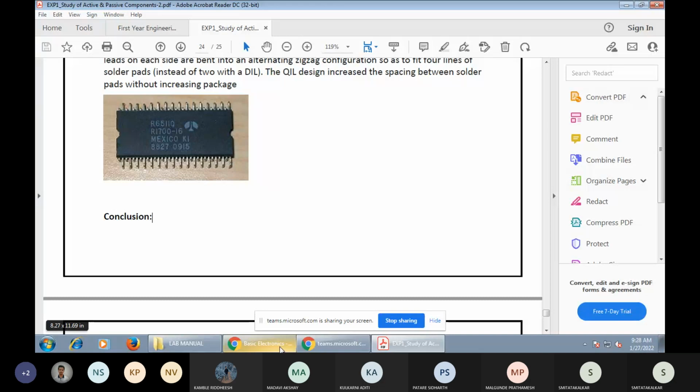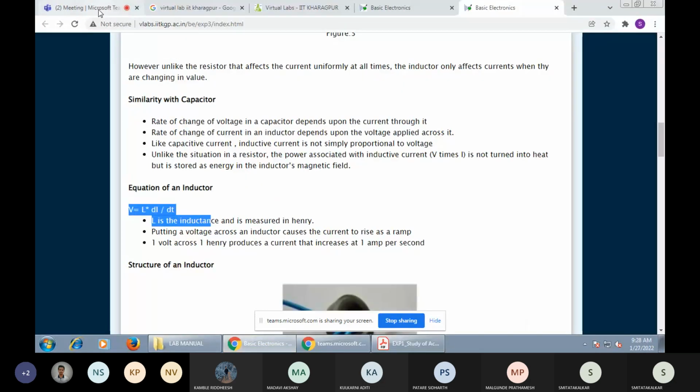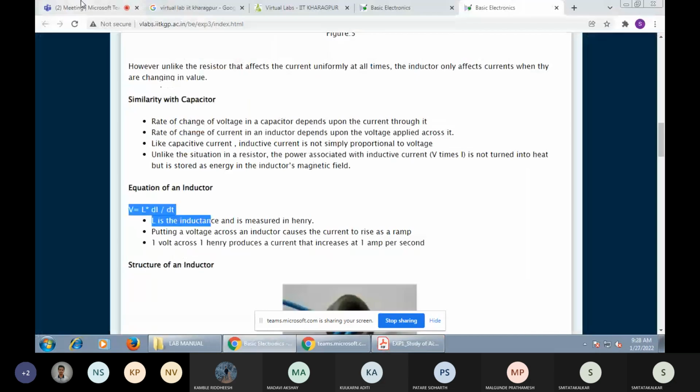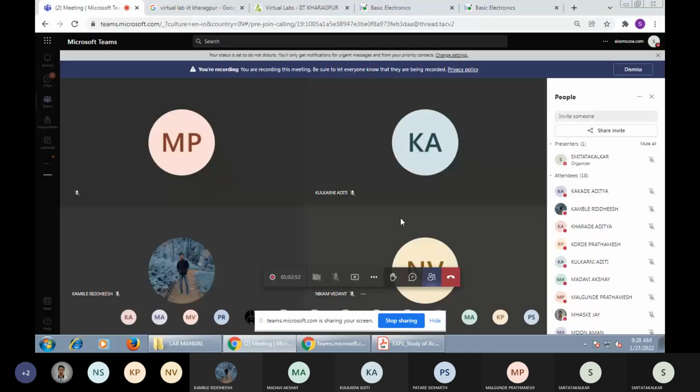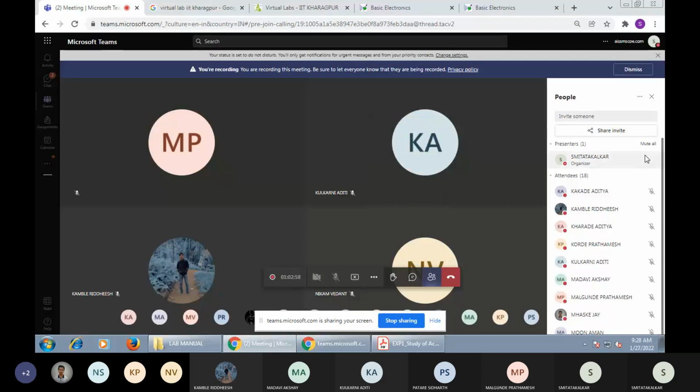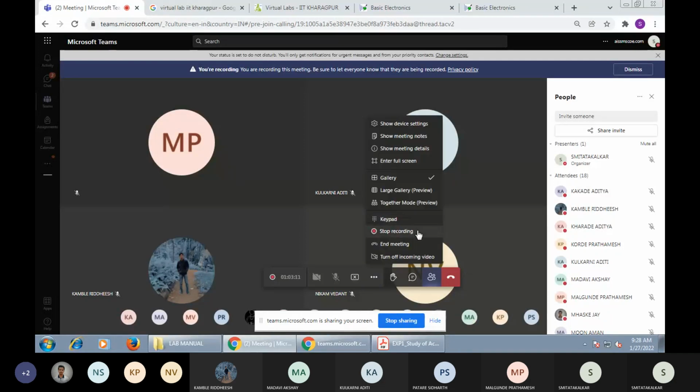Okay, students, any queries regarding the first experiment? Okay, thank you all. Here I am stopping. Any queries regarding the first unit? First experiment, active passive components. No, ma'am.